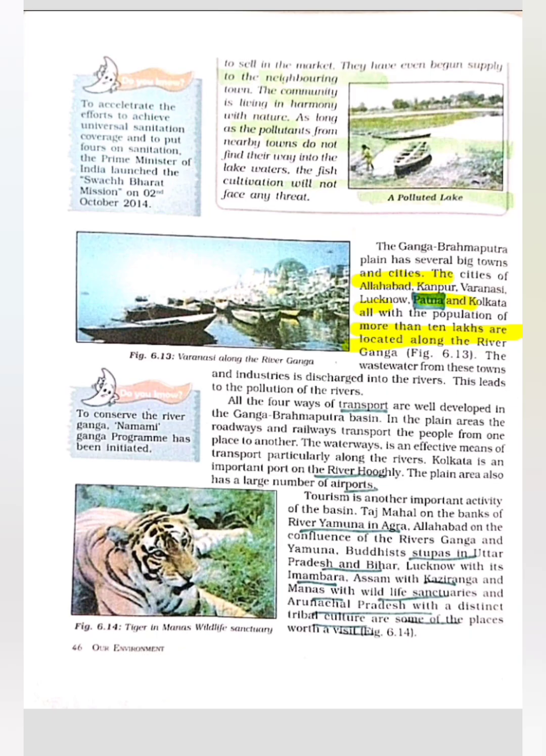Taj Mahal on the bank of the river Yamuna, Allahabad on the confluence of the river Ganga and the Yamuna, Buddhist stupas in Uttar Pradesh and Bihar, Lucknow with its Imambara, Assam with Kaziranga and the Manas wildlife sanctuary, and Arunachal Pradesh with a distinct tribal culture are some of the places worth a visit.